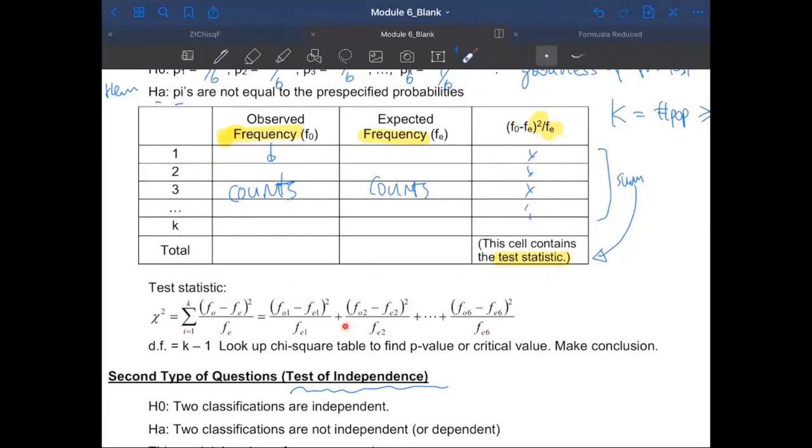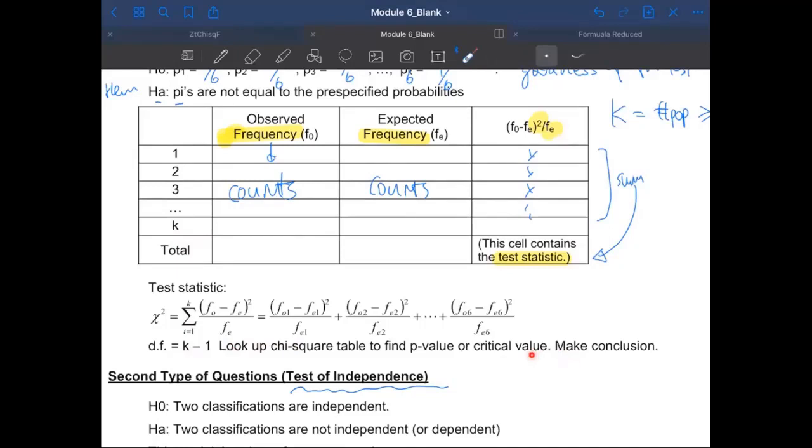Okay, because it's a chi-square distribution, we have to look up the degrees of freedom. This time the degrees of freedom is k minus 1. What is k here? The number of populations, right? It depends on the number of groups you have. If you have a die, that's going to be 6. So 6 minus 1, that's going to be 5 degrees of freedom. And then you look up the chi-square table to find a p-value and critical value.